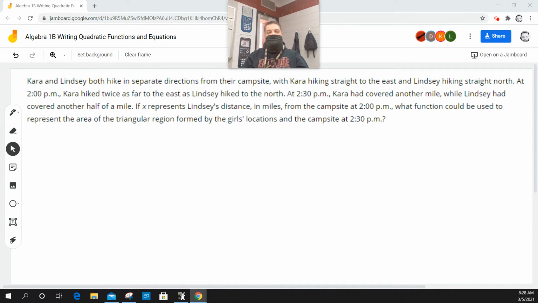If X represents Lindsay's distance in miles from the campsite at 2 p.m., what function could be used to represent the area of the triangle? Man, that's a crazy problem.